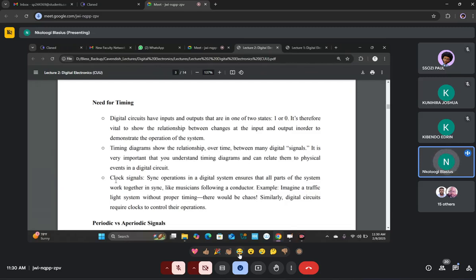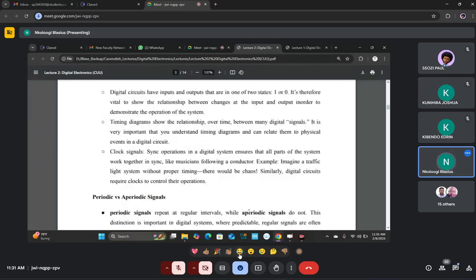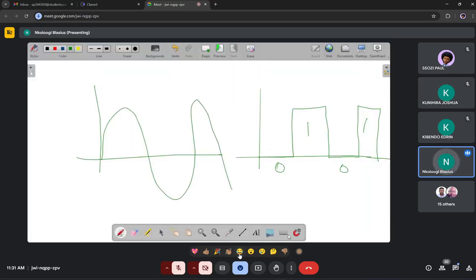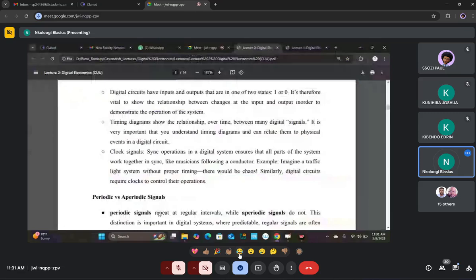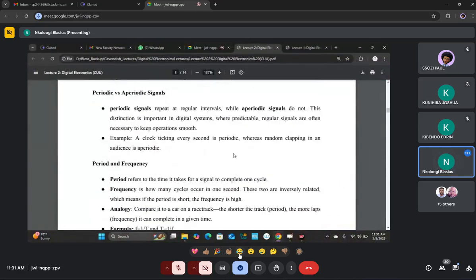And when we come to the clock signals, they are very important in ensuring that specific parts are actually syncing with each other. Because we need the clocks when you are designing systems like the traffic light systems and all that, because we want to make sure that each and every activity is in real time.